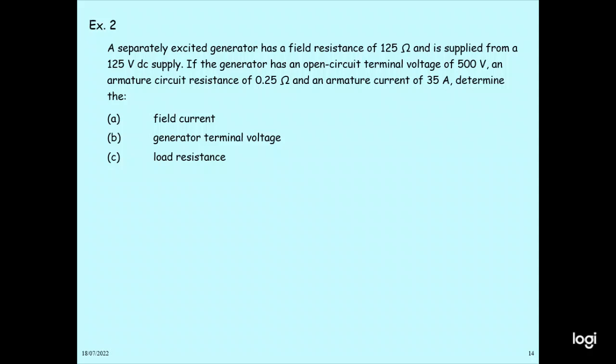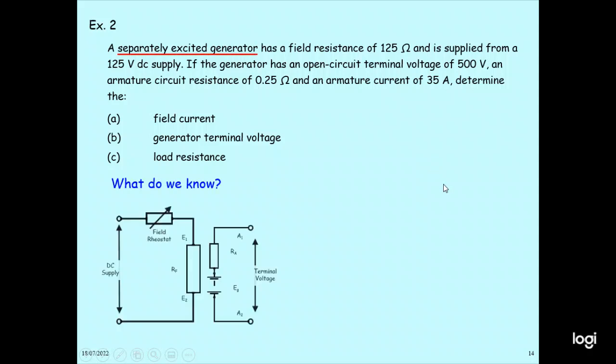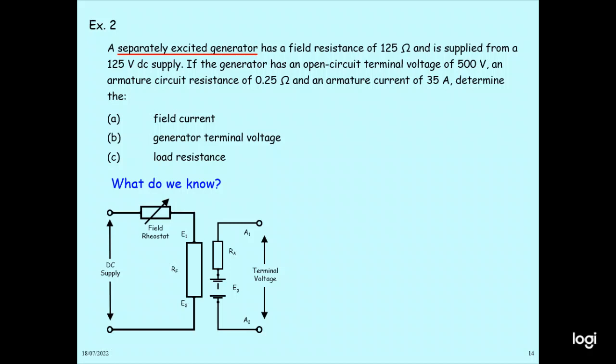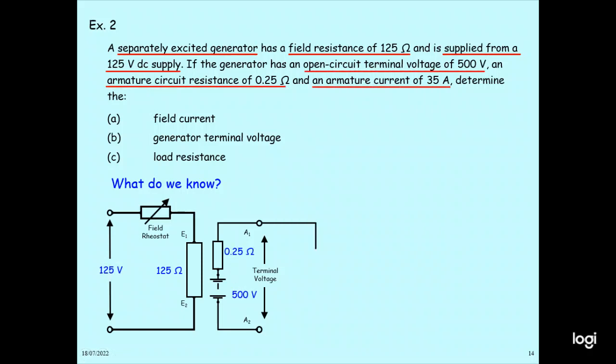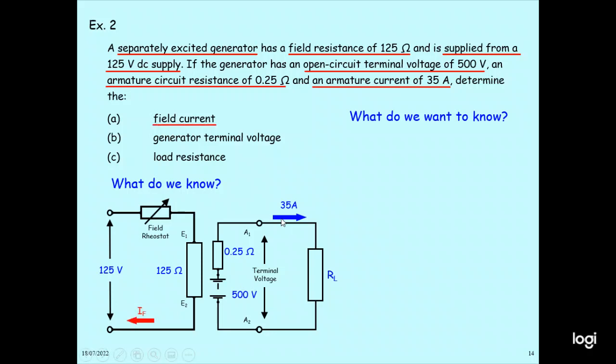So what do we know? We know about this is the DC supply and the field, and this is the terminal voltage. So we can calculate. What we want to know is the field current flowing, 125 volt, 125 ohm. The terminal voltage is 500 volt here. So in this way, IF equal to VF by RF, we calculated 125 by 125 equal to 1 ampere.